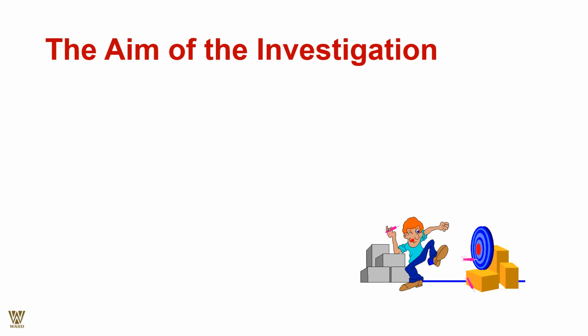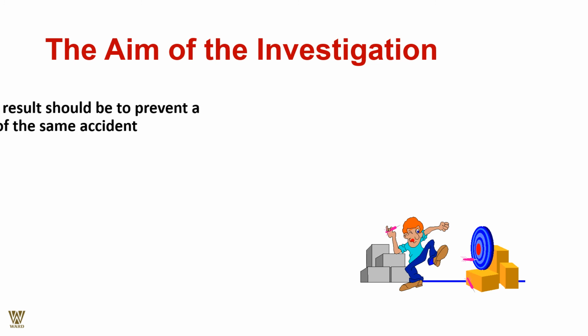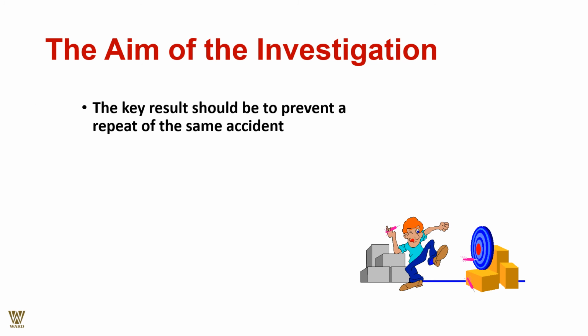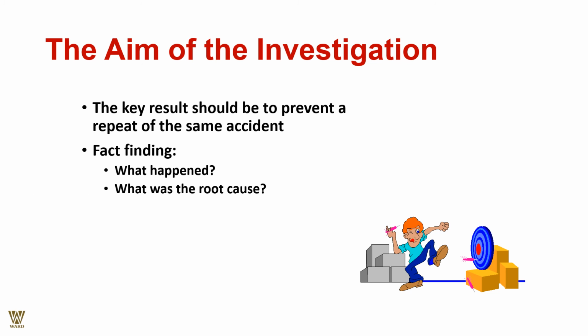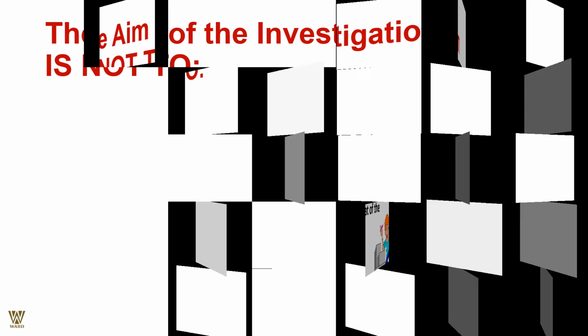So what is the aim of the investigation? The aim is to understand the key result and to prevent similar incidents from happening, to prevent future accidents as the case might be. It is mostly a fact-finding mission: what happened, how it happened, what the root cause was, and what should be done to prevent a repeat of the accident.